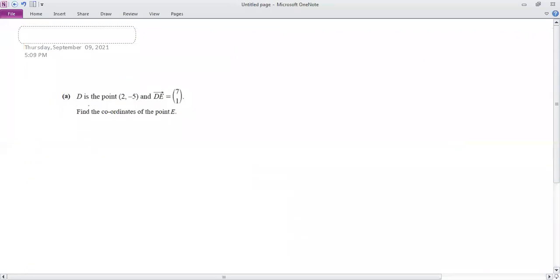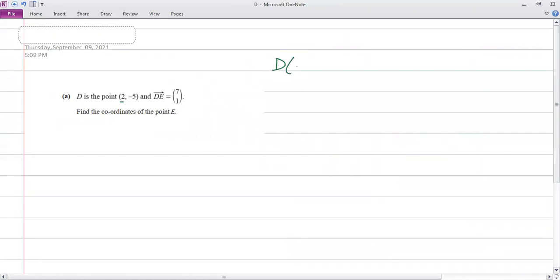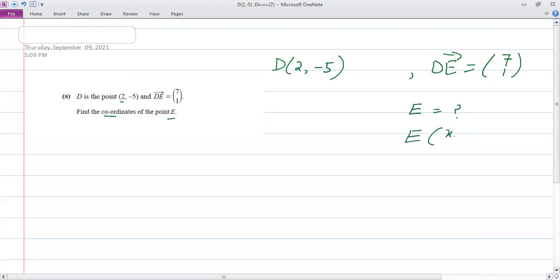Okay, this is the question given. D is a point. This is a point D, (2, -5). The vector DE is also given, (7, 1). The question is saying: find the coordinate of point E. We have to find the coordinate of point E. Let's say the coordinates of E are x, y.